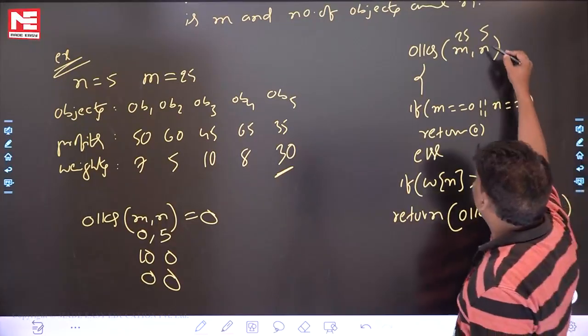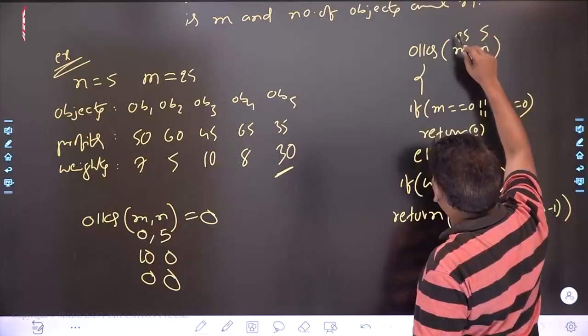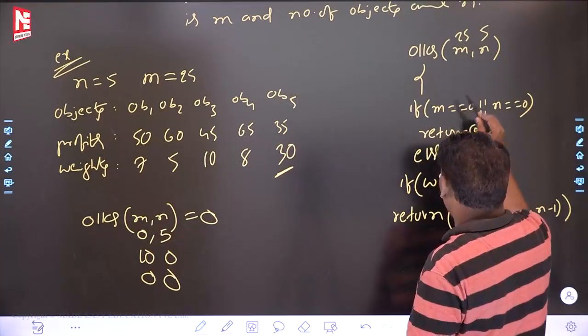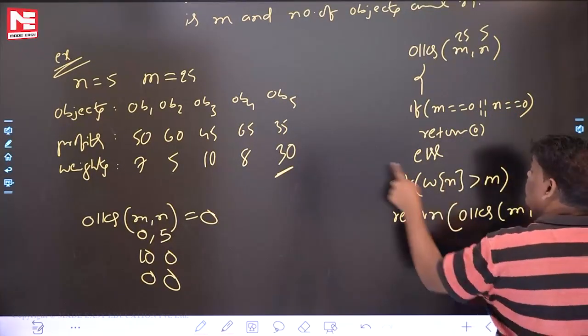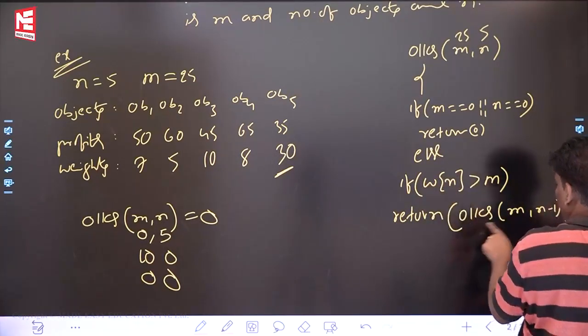Can you help me now? At which object are you? 5th object. What is the capacity you have? 25. Let's ask, is any one 0? No. Next one. What is the weight of the 5th object? 30. Is it greater than the capacity? Yes. Then simply say, I cannot take.